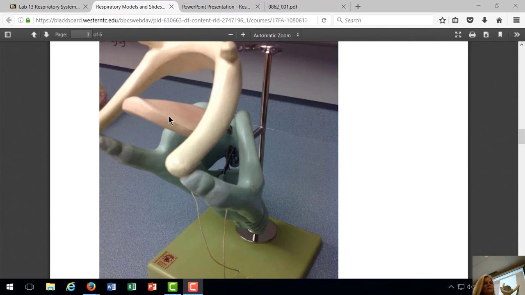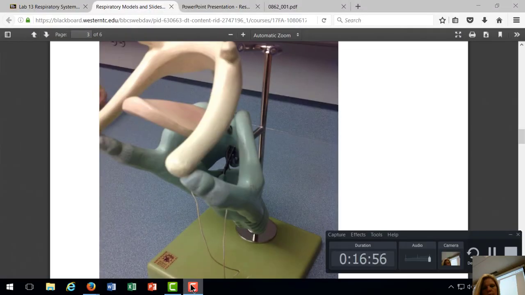So we have this model here. We can see how this flap of tissue comes down. Kind of looks like a tongue, but that's the epiglottis. You can see how it moves. And if I look down in between, down in the center of this, there's two flaps of tissue in there. They're white. That's the larynx. Or not the larynx, that's the vocal folds. And the space between those vocal folds is the glottis.